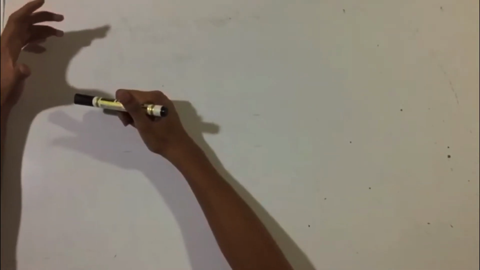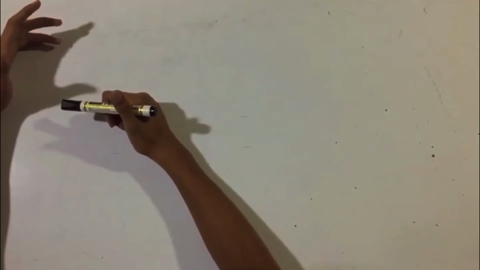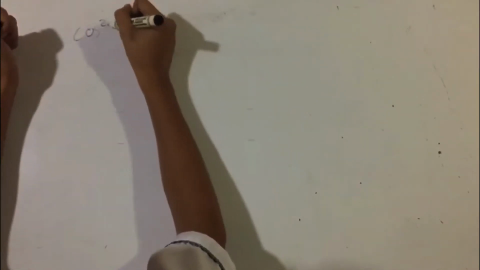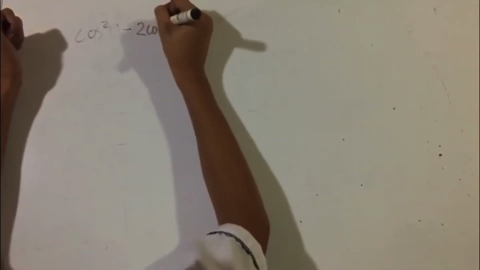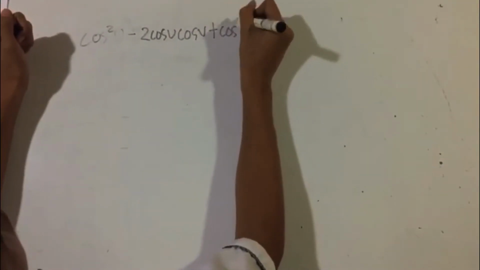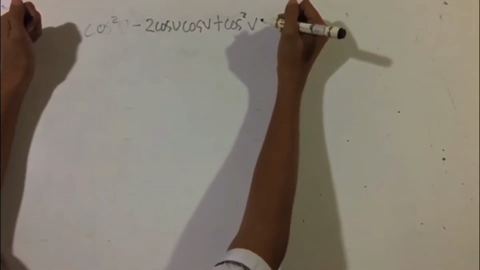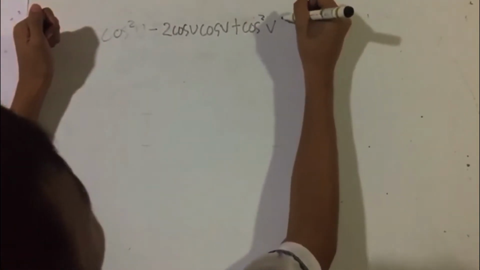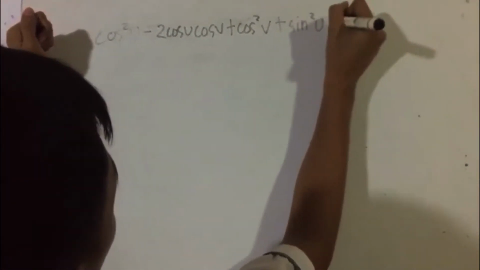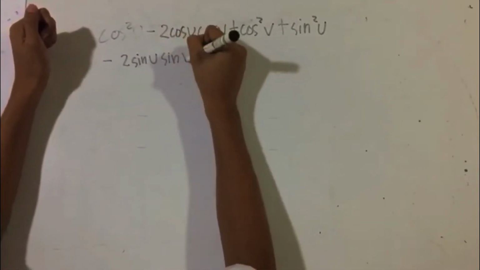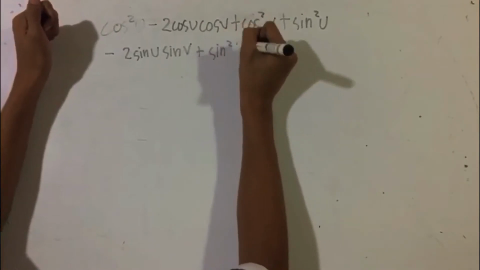So the next step is to expand the squares of binomial. So let us start with the left side of the equation. The cosine u minus cosine v quantity squared will become cosine squared u minus 2 cosine u cosine v plus cosine squared v by means of the FOIL method. And also, the sine u minus sine v quantity squared will become sine squared u minus 2 sine u sine v plus sine squared v.